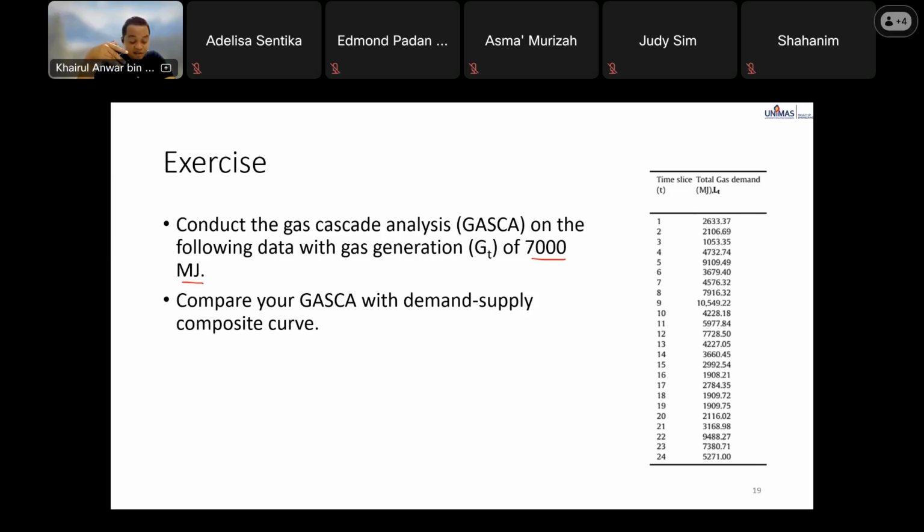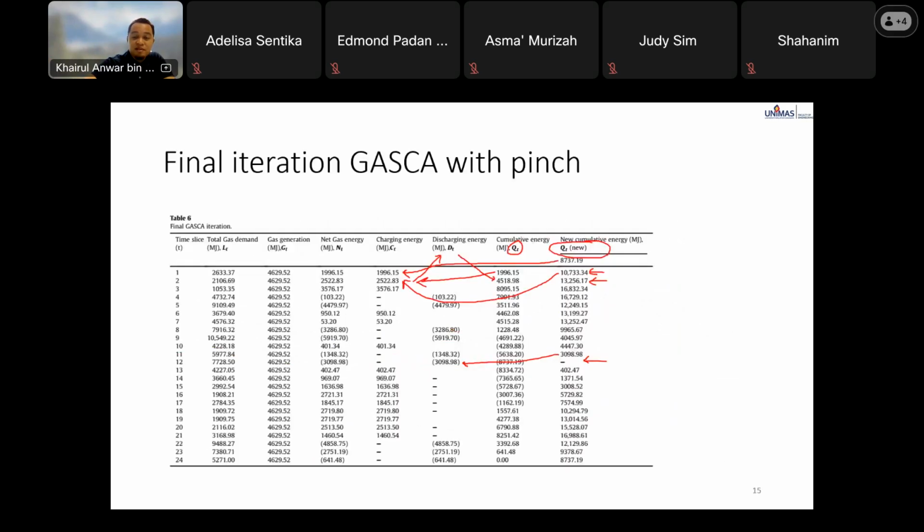You need Q final. So the Q final is used to calculate the new GT, using the equation 9. I forgot this number there. Equation 8.